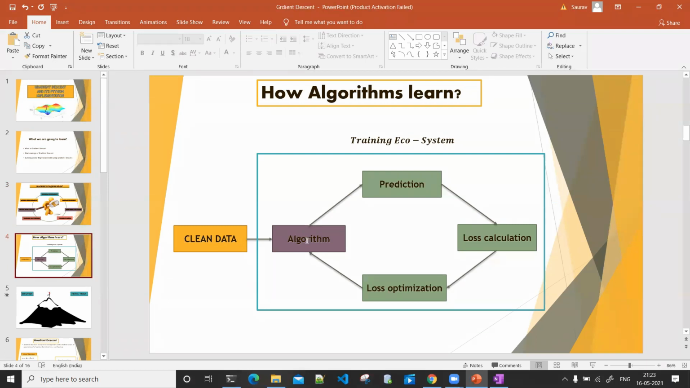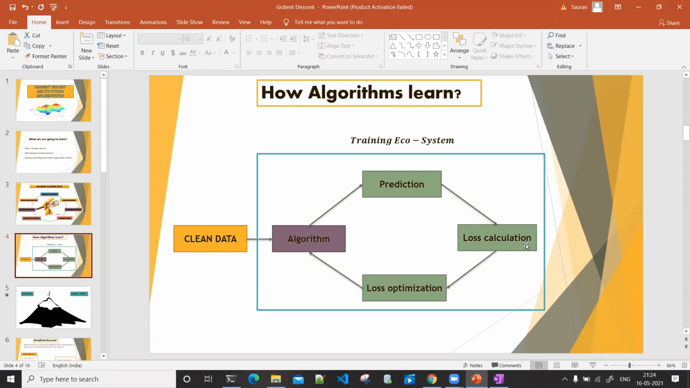The first thing it does is try to predict on its own. Initially you do not have to give anything. The algorithm just tries to predict. Then it calculates the loss. So how do we define the loss? Loss is nothing but how much we are wrong, or how much the algorithm is wrong.